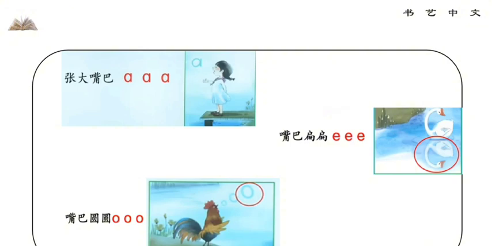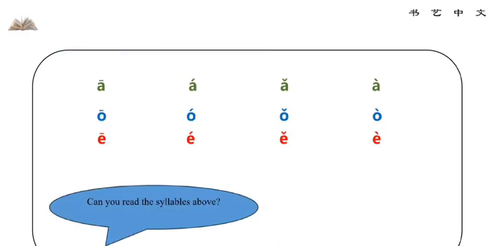Read after me. Ah, o, Now it's your turn. You can try by yourself. So, can you read the syllables above? Maybe you can find there's something different from what we have learned. There's something above these syllables, like a cap, right? Do you know what it is and what its function is?